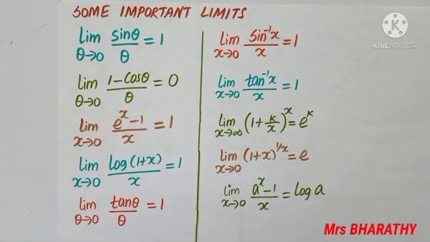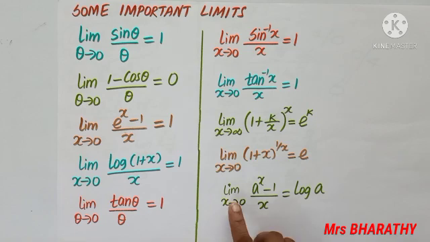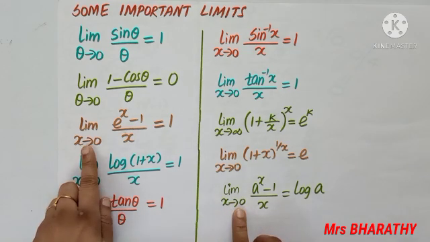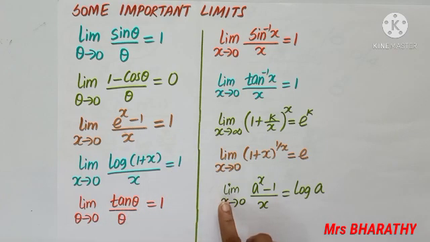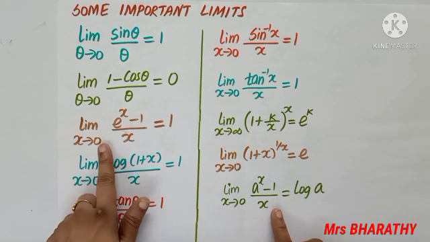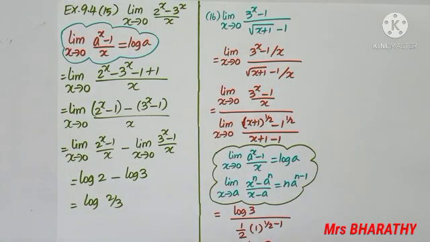Good morning children, we proceed on to exercise 9.4, some more problems on special limits. Limit x tends to 0, e power x minus 1 by x is 1. Limit x tends to 0, a power x minus 1 by x is log a. So let us do some problems on these two limit values. Exercise 9.4, question number 15.